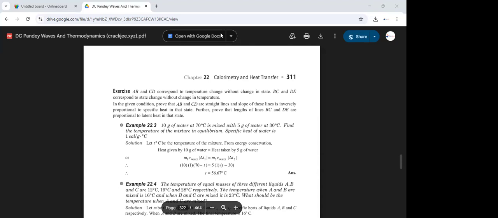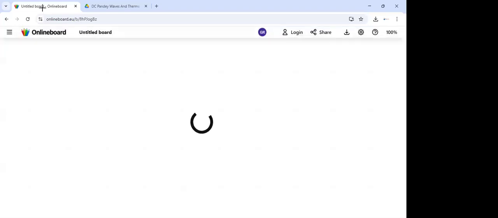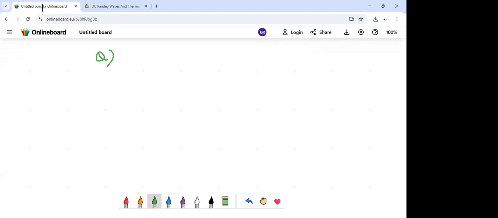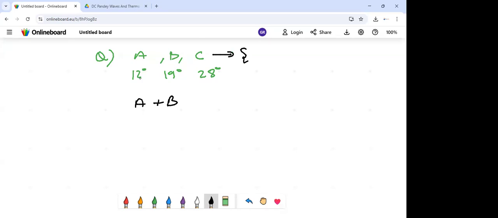All right, let me take it. The question says the temperatures of equal masses of three liquids A, B, C are 12 degrees, 19 degrees, 28 degrees. So they are saying when A and B are getting mixed, here the main thing is, Aditya, please listen carefully. Liquids are different. So different means their specific heat will be different. Is that clear? Only the masses are the same.